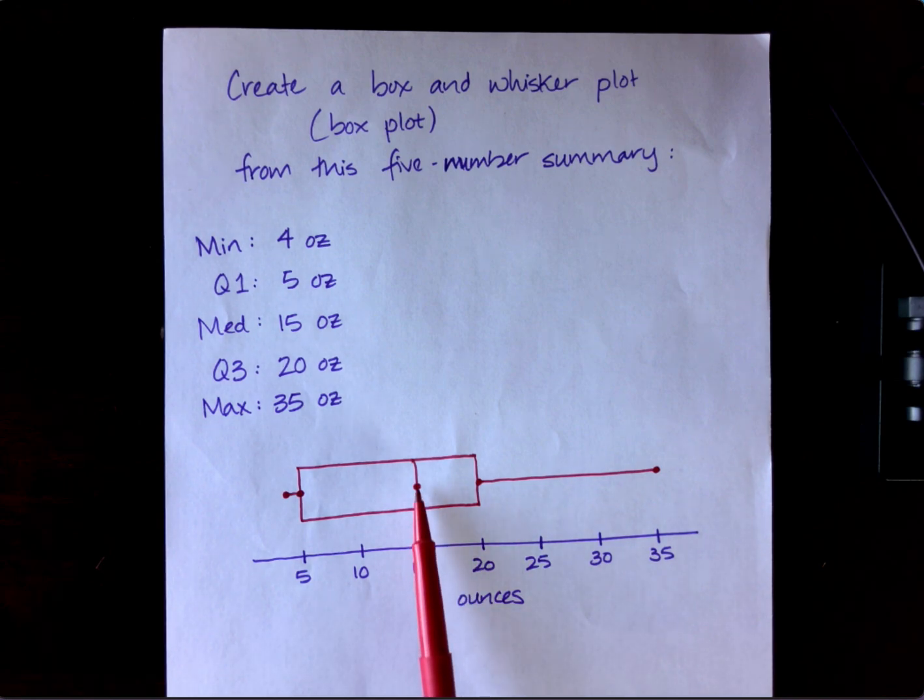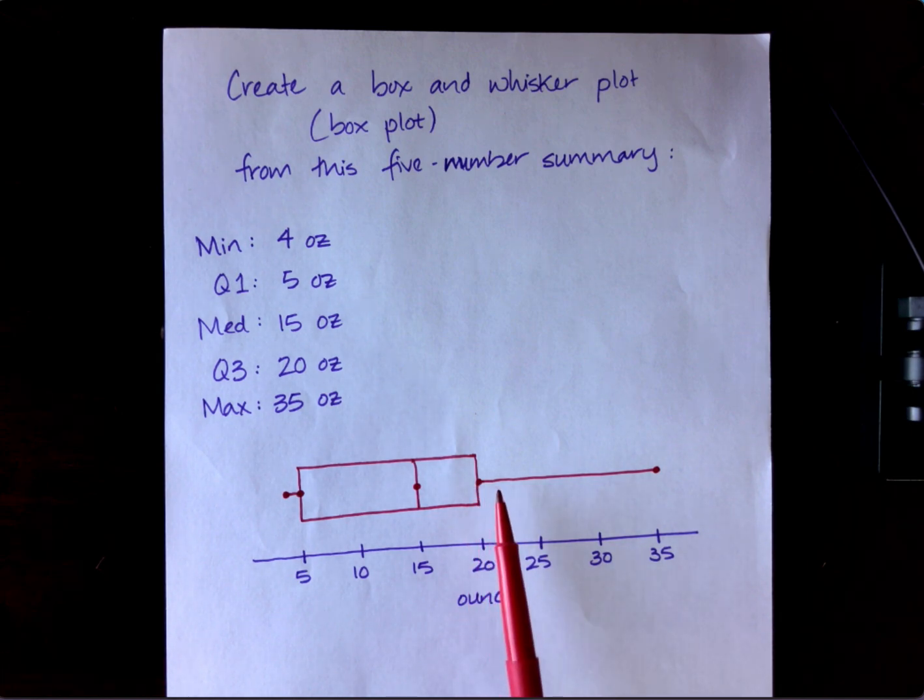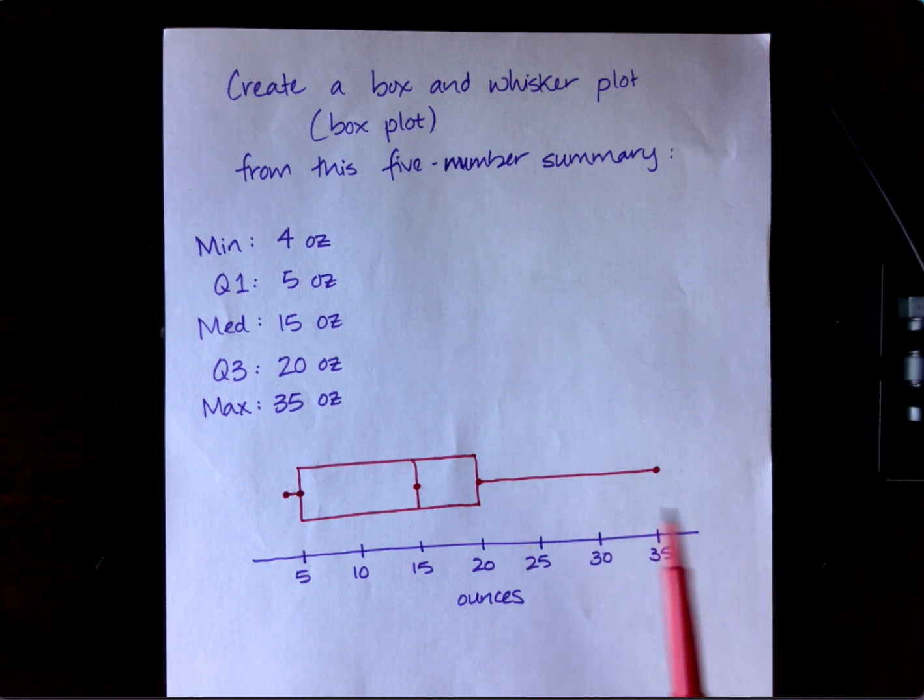Similarly, we'll have 25% of the data between 15 ounces and 20 ounces, and then 25% of the data between 20 ounces and 35 ounces. And that very long whisker over here on the right-hand side, that indicates that our data is very spread out in that region.